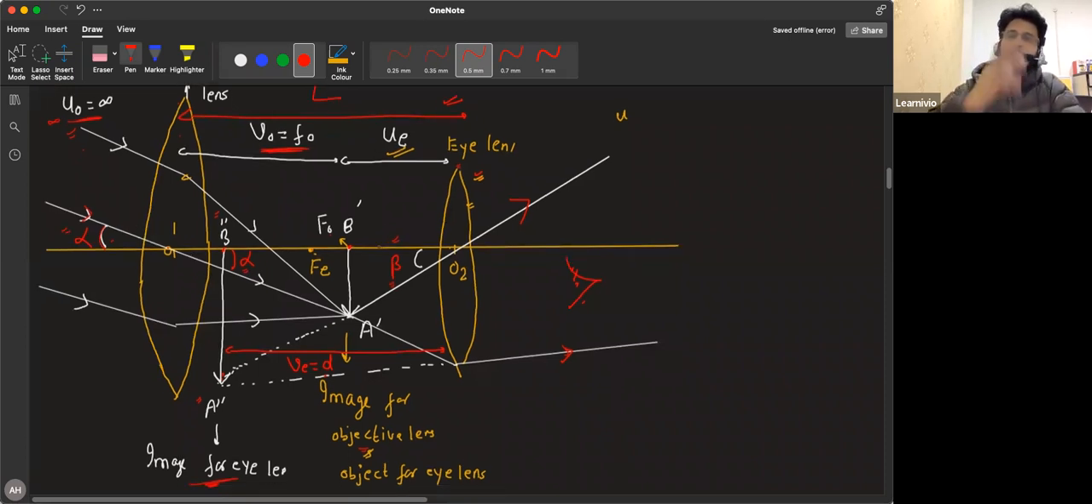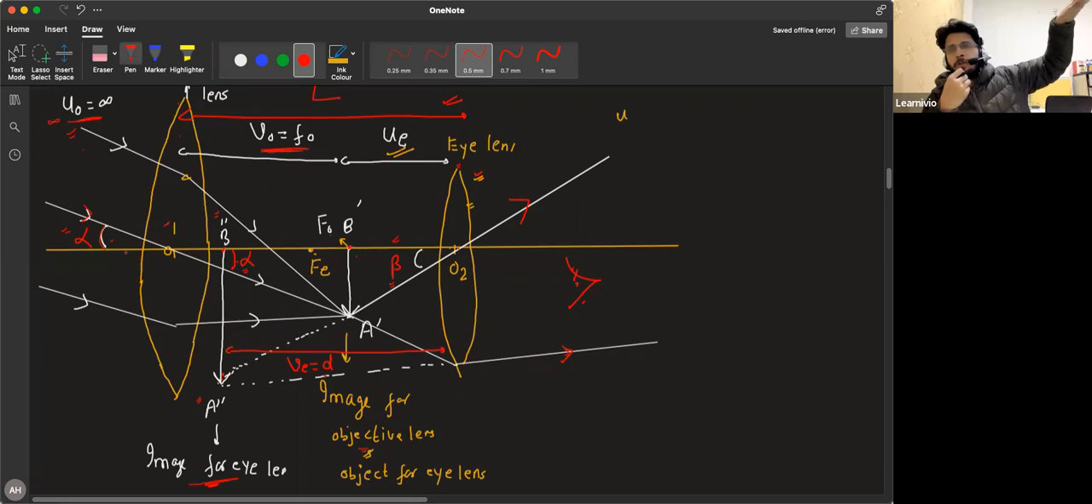Now there will be one issue. When we write the definition of the magnifying power, we write the angle subtended by image and object on the eye. Your image is subtending an angle on the eye, but your object is not subtending this angle alpha on the eye. Object is subtending this angle alpha on the objective lens. So here we'll use an approximation.